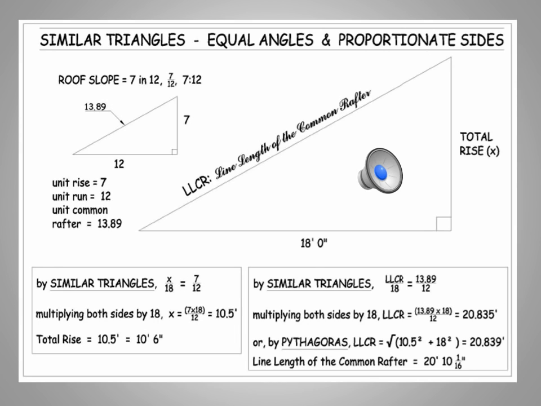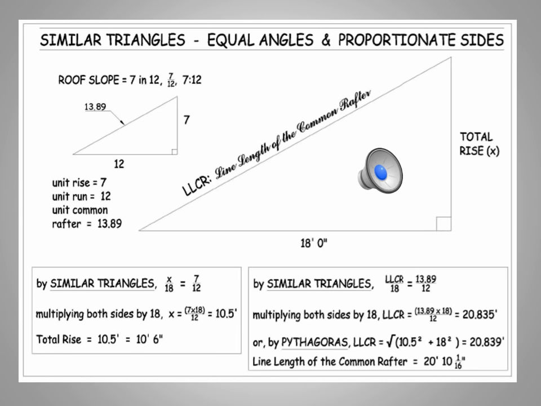Now we multiply both sides by 18. On the left-hand side we get just x, because the 18's cancel out. And on the right-hand side we get 7 times 18 over 12. Running the numbers through the calculator, that becomes 10.5 feet. So the total rise for this roof is going to be 10.5 feet, or 10 foot 6 inches.